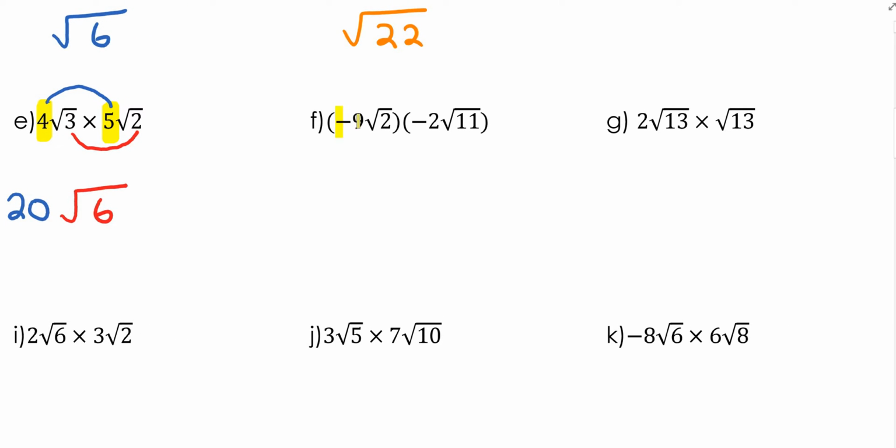Moving on to letter F, my outside numbers are -9 and -2. So -9 times -2 is going to be 18. And then inside with inside, that's going to be root 22. So 18 root 22.